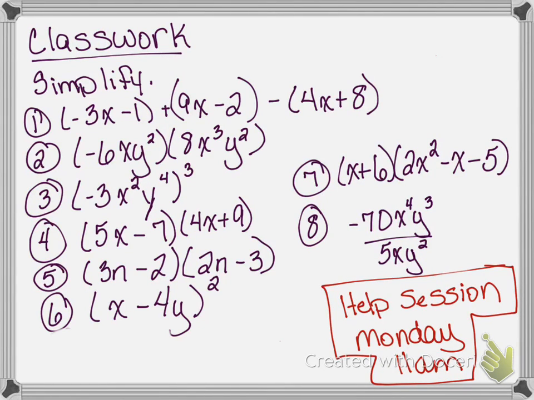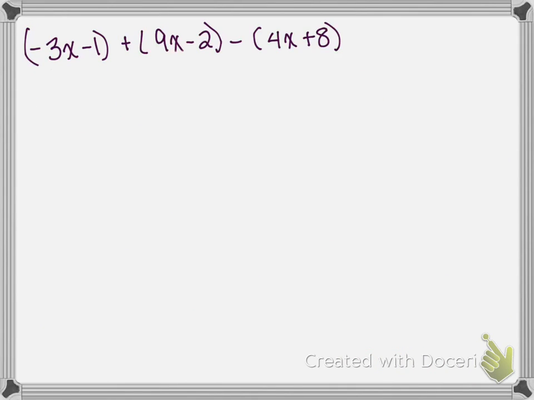Classwork that was assigned on Friday during class, and we just kind of worked on it through the class. And so what I'm going to do right now is the solutions to these. So here's the first one. We have negative 3x minus 1 plus 9x minus 2 minus 4x plus 8.